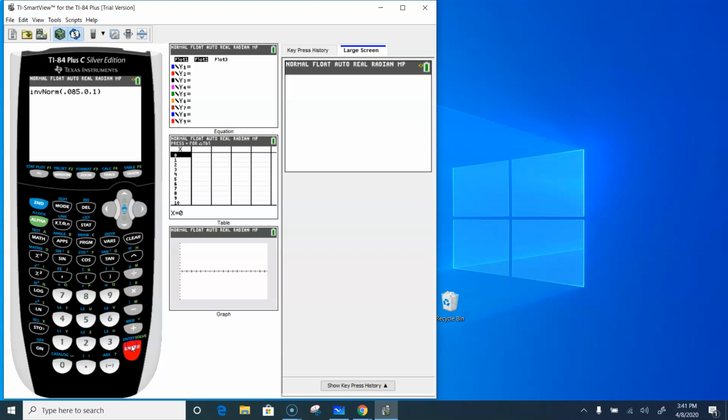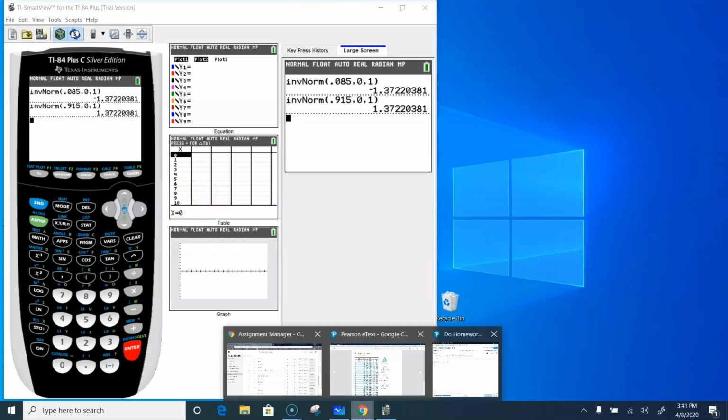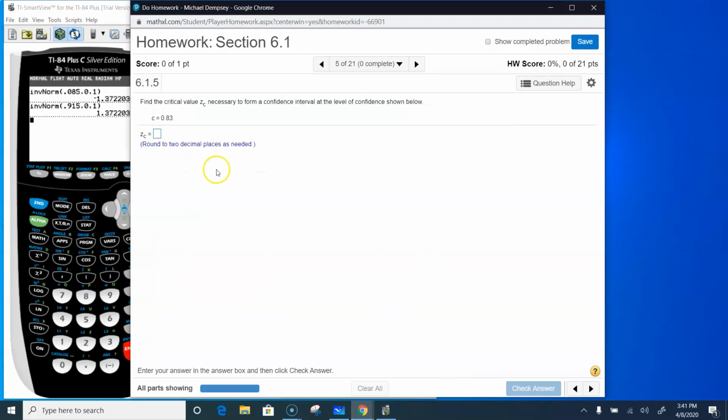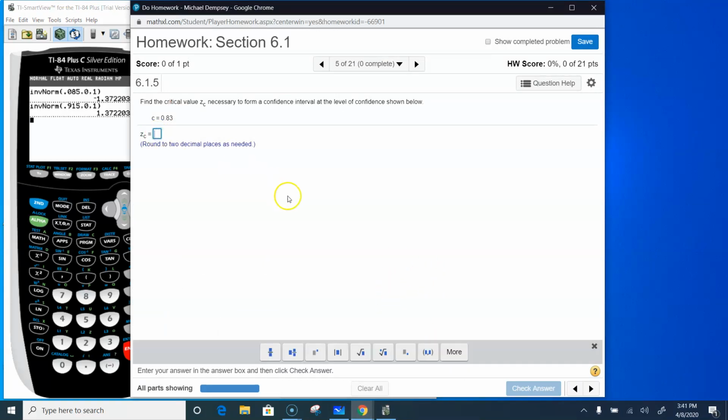Okay. So there's my negative 1.37. Now if I use my second enter trick, and if I just come over here and we put in 0.83 plus 0.085, that was 0.915, right? Should get the same answer, just one's positive, one's negative. So if we go back and look at what they're looking at for an answer here, the z critical would be a plus or minus, but we'll give them the positive value.